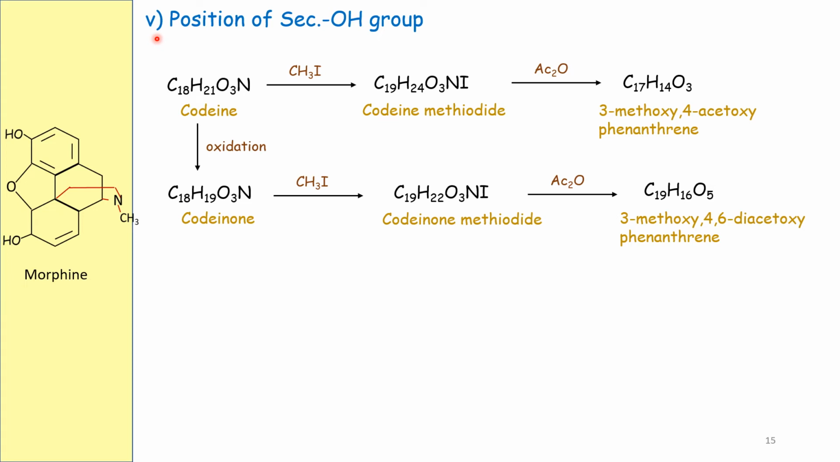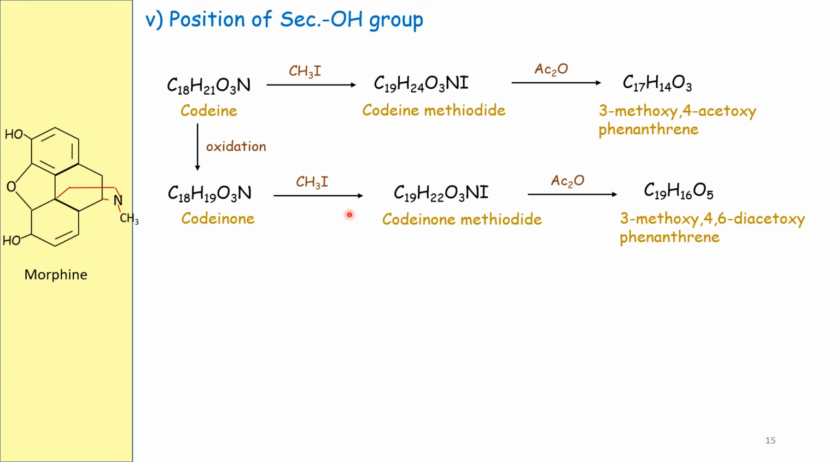Then the position of the secondary OH group. Codeine, that is the methyl ether of morphine, when treated with methyl iodide, gives codeine methiodide, which upon acetylation gives 3-methoxy-4-acetoxyphenanthrene. On the other hand, codeine upon oxidation gives codeinone.